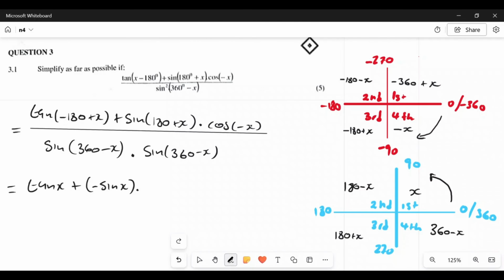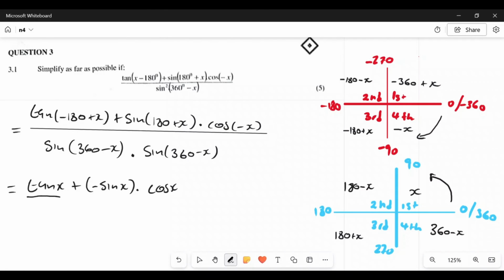So this here, for the fact that we have negative x as an angle there, it means that we are going backwards. So when you're going backwards, we'll consider the red CAST diagram. Now, if you look at the red CAST diagram, negative x is on the fourth quadrant. And on the fourth quadrant, we know that cos is positive. So when you reduce here, it's just going to be cos x. Please, guys, don't get confused here.